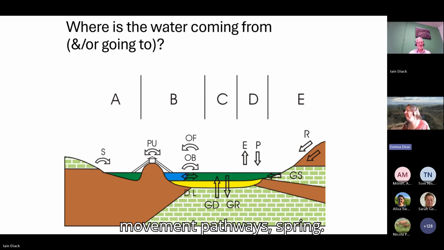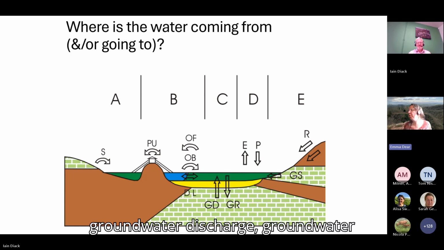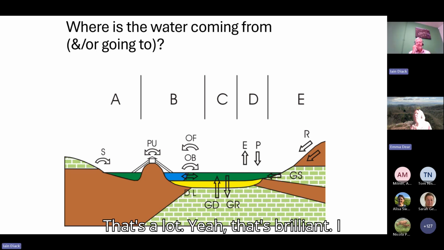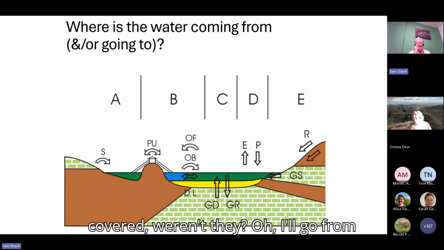Water movement pathways: spring, evaporation and precipitation, groundwater discharge, groundwater recharge, pumping, ground source, springs, rainfall, evapotranspiration, overland flow. They're running out now. That's a lot. That's brilliant. I think we got them. They were all there, weren't they?